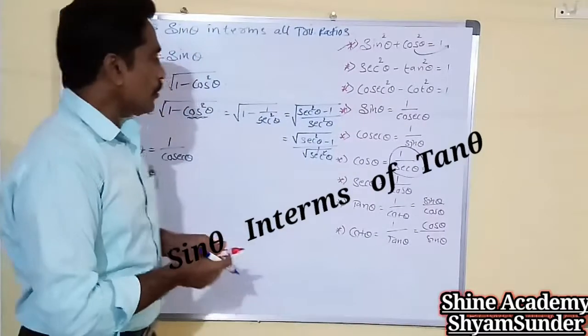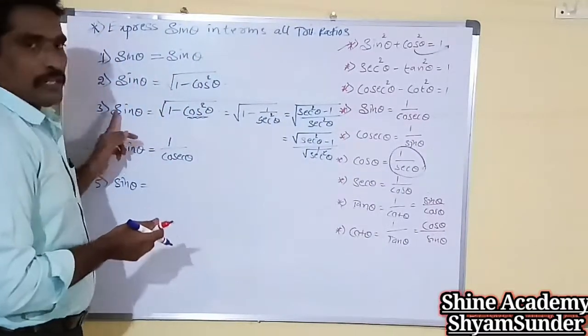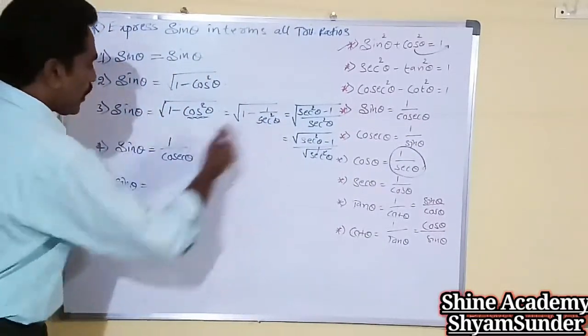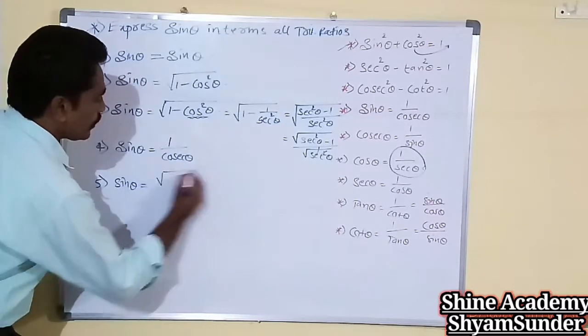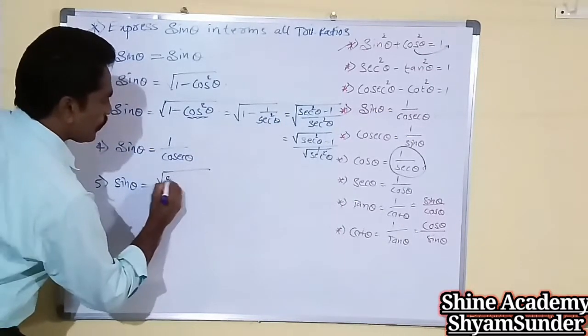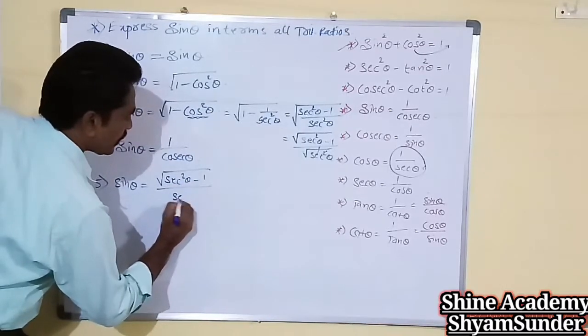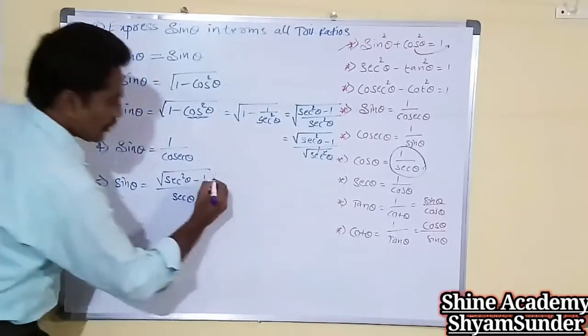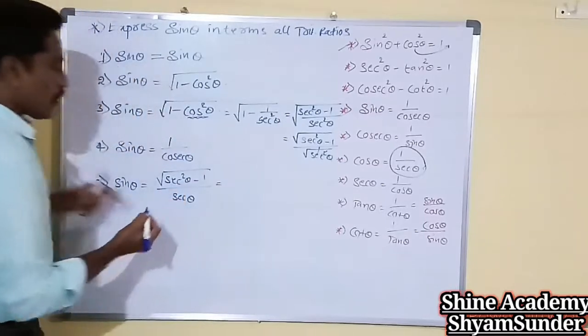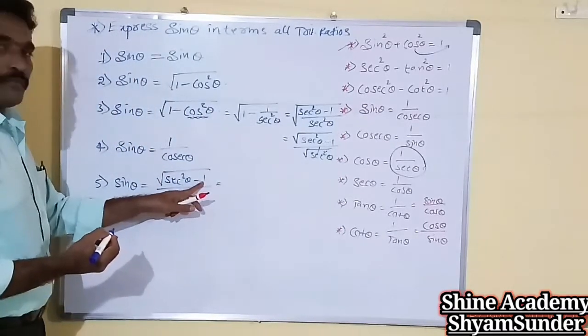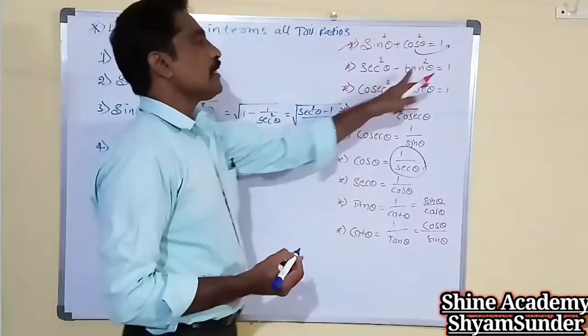We can use this third equation. Sin theta we have already expressed in terms of sec theta. So sin theta is equal to under root of sec square theta minus 1 by sec theta. Here we can write this under root of sec square theta minus 1 as equal to tan theta.